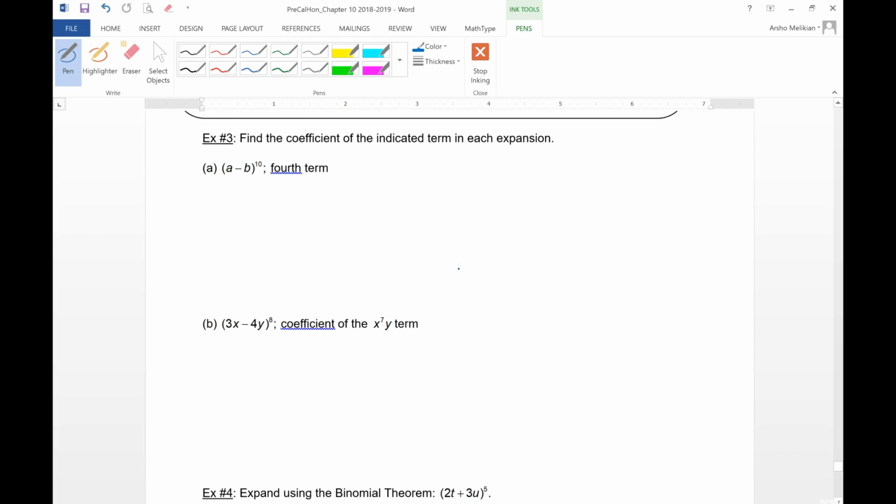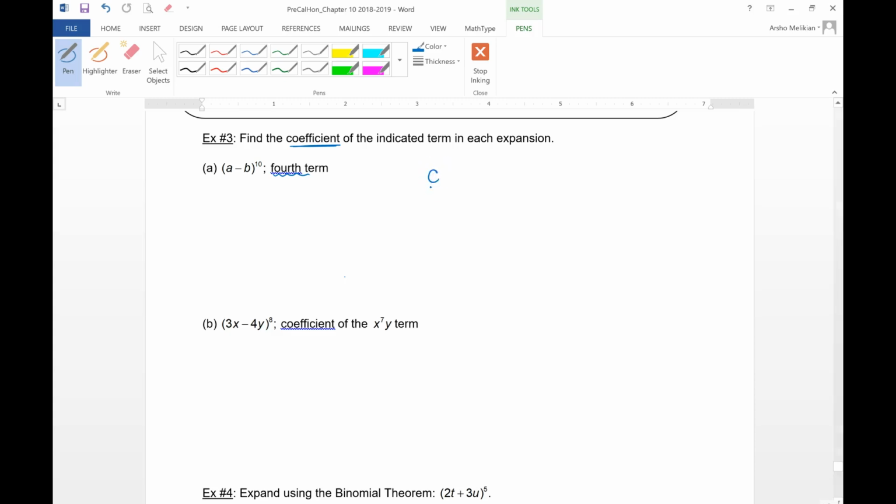So it says to find the coefficient of the indicated term in each expansion. So this is what I was talking about before, right? So I have a minus b to the 10. Okay, so there are 11 terms. And I want to find the coefficient of the 4th term. It's a lot more difficult to do it using Pascal's triangle and expand it that way. With the binomial theorem, I could just go to it directly, right?